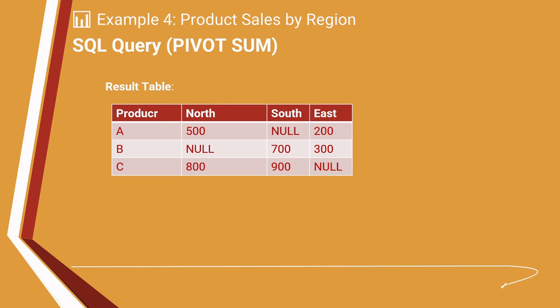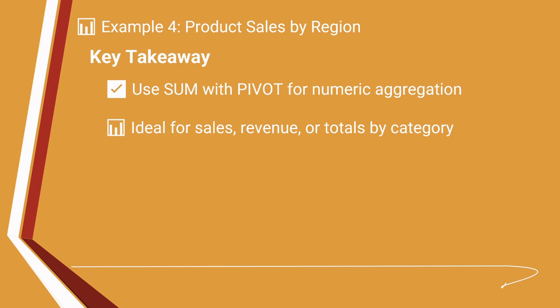The result clearly shows product A sold rupees 500 in north and rupees 200 in east, while product C dominated in north and south. Using sum with pivot helps you quickly generate regional reports, dashboards or summaries without manual aggregation.